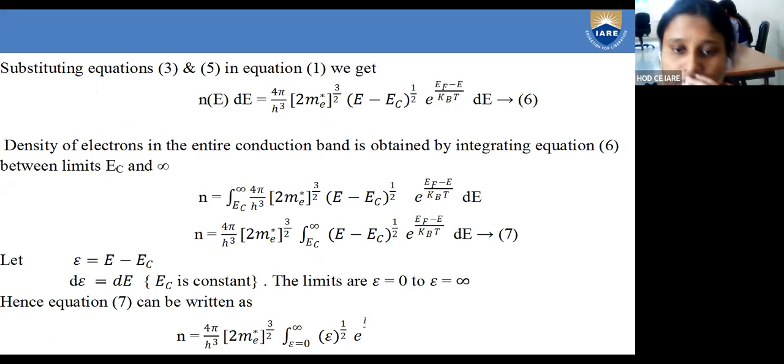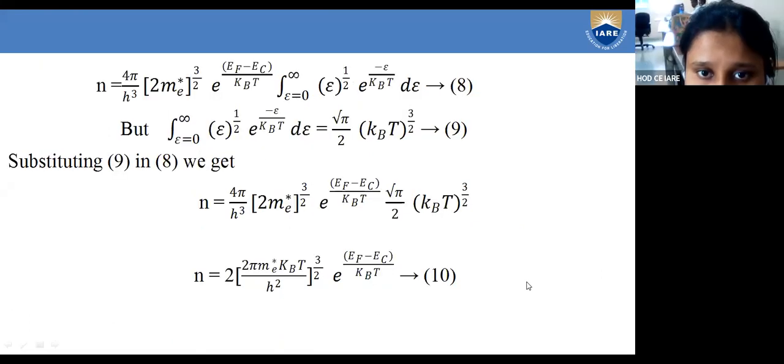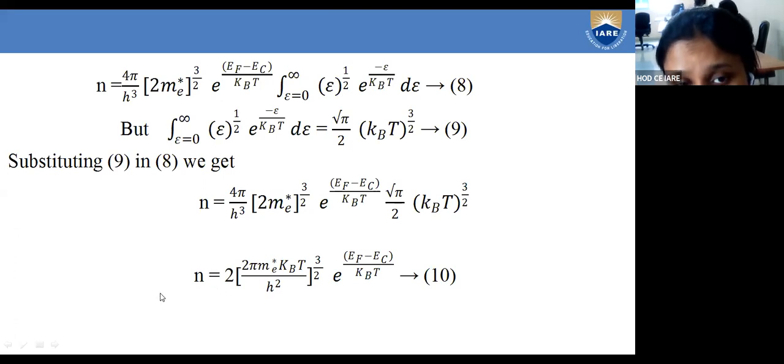Any doubts on this derivation? Once we have substituted that gamma integral value, finally we got this equation. What is the final equation we got? So what is n? n represents density of electrons in conduction band. And why are we using this notation n for electrons?